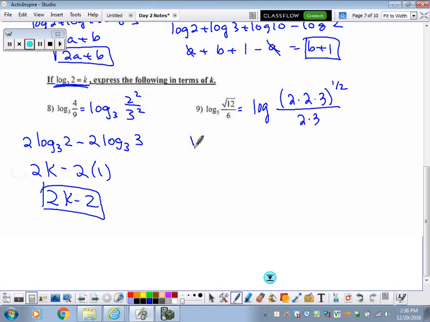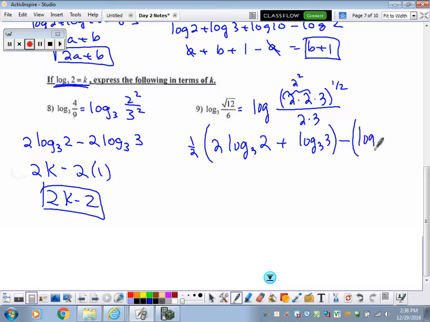So that means the 1/2 is going to come out in front. And then inside the parentheses, I can bring the 2 out in front, because I can rewrite 2 times 2 as 2 squared. So 2 log base 3 of 2, plus log base 3 of 3, minus, and then inside parentheses, because I've got 2 factors on a denominator, log base 3 of 2, plus log base 3 of 3. Make sure those are in parentheses, because it is going to change our answer if you do not put parentheses there.